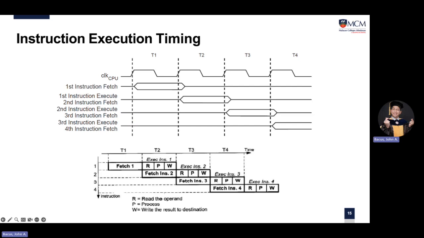So why do we need to use pipelining? First, it increases instruction throughput without increasing the clock speed. Second, it efficiently utilizes the CPU, which minimizes idle time. It is used in modern processors to enhance performance.